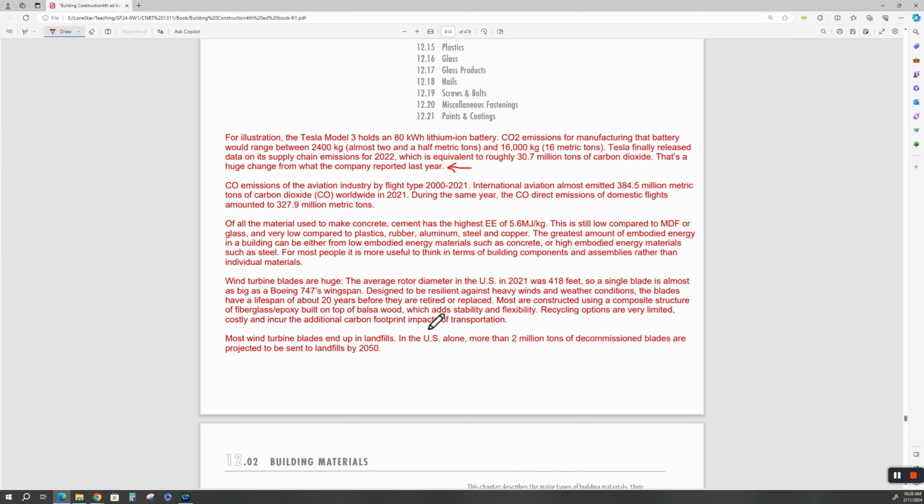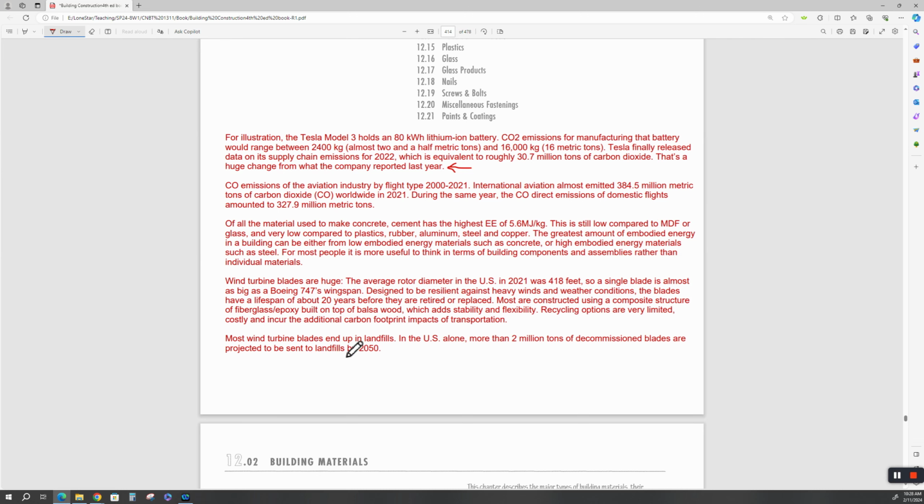It adds stability and strength and flexibility, but recycling options, this report says, are very limited. There is no recycling of a thermoset resin. You can't unthermoset it because it's a chemical set. You can't remelt it. You can't grind it up and put it back through a pelletizer like you can PVC or high-density polyethylene or most of your plastics.